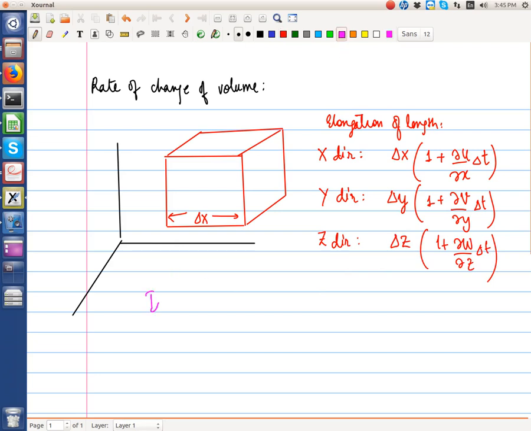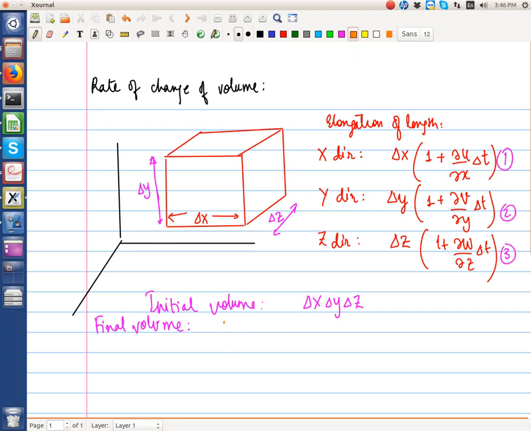And so we have the initial volume delta x, delta y, delta z, where this length is delta y and this length is delta z, and the final volume is the product of these three. So the final volume is equal to delta x, delta y, delta z (1 + ∂u/∂x delta t)(1 + ∂v/∂y delta t)(1 + ∂w/∂z delta t).